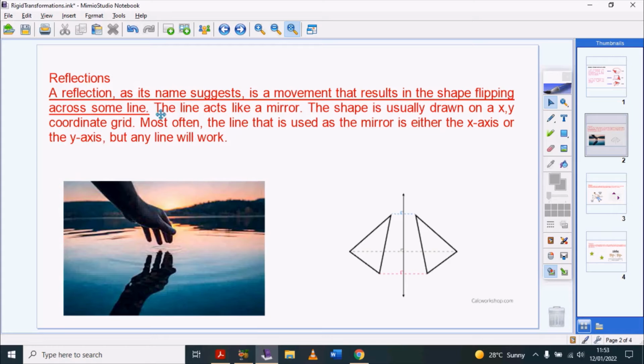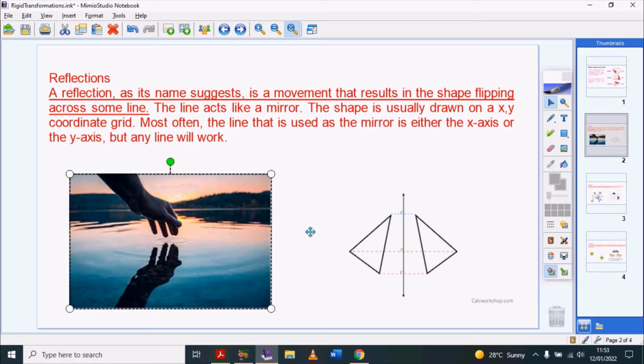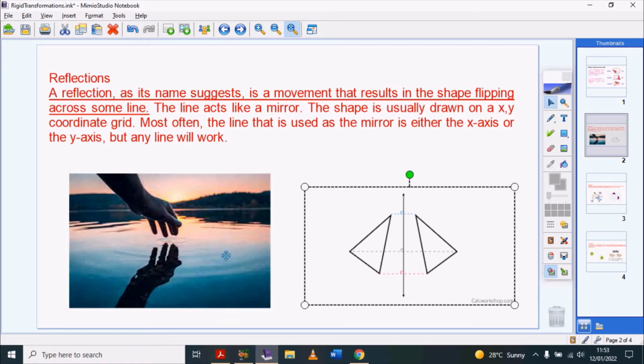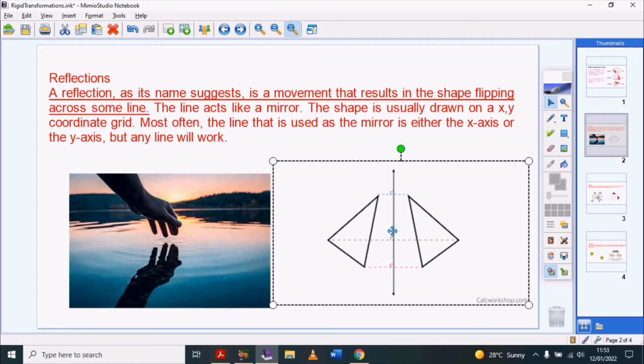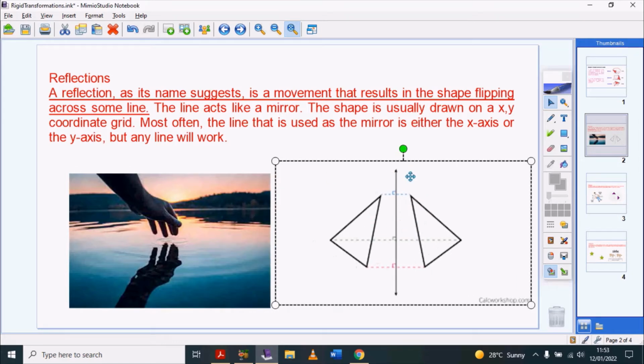So reflection is movement that results in the shape flipping across some line. In this picture here, this hand is flipped across the line, and that line is the surface of the water. And in this picture here, which is more mathematical, this triangle looks like it's flipped across that line.